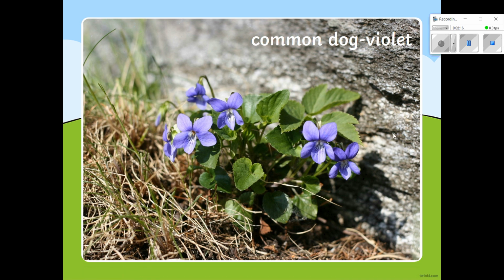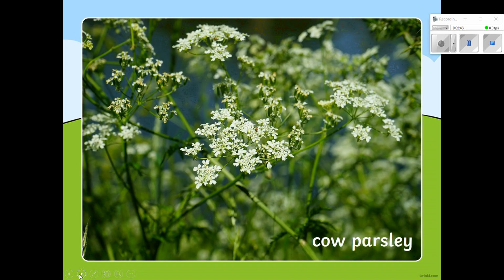Fantastic, well done. So I can see that this dog violet flower has got lots of green leaves, and it has got some blue flowering petals. And I think I can see a little middle bit of the flower there that looks to be a yellow or a red colour. And it seems to be growing from the ground next to a wall. So this might be a flower that maybe likes to be sheltered. Let's see what the next flower is.